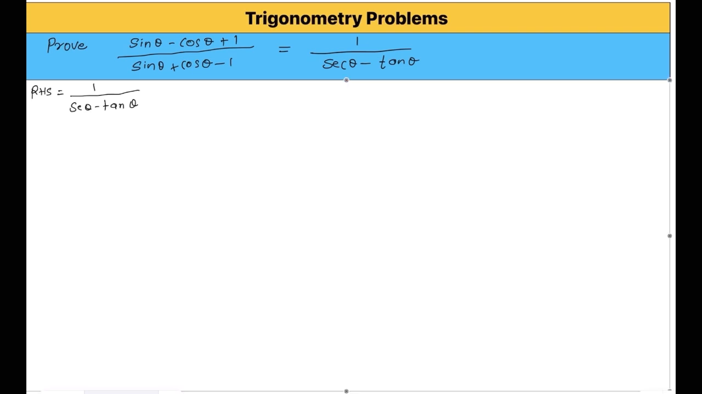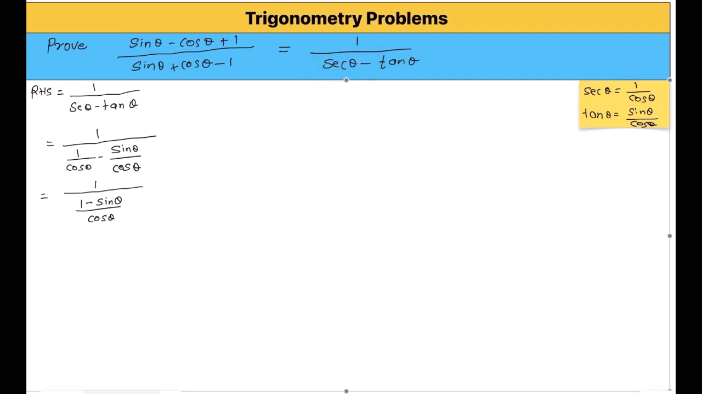Let's start. Let's take RHS first, which is 1 upon sec theta minus tan theta. We already know sec theta is equal to 1 upon cos theta and tan theta is equal to sin theta upon cos theta. We get 1 upon cos theta minus sin theta upon cos theta. As you can see now, the denominator is common, so we can do the subtraction easily. What we get is 1 upon 1 minus sin theta upon cos theta.